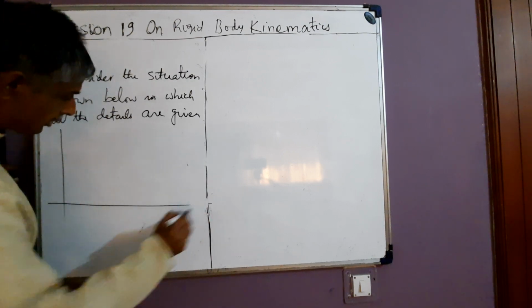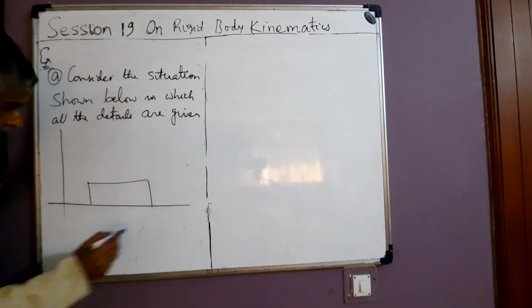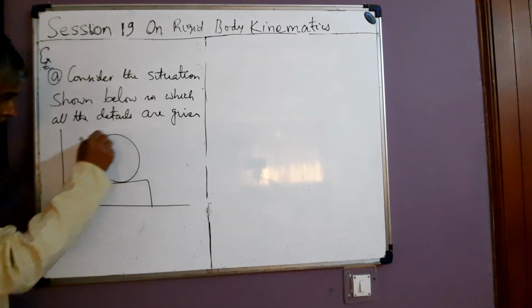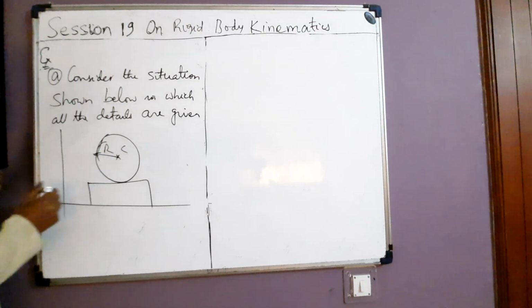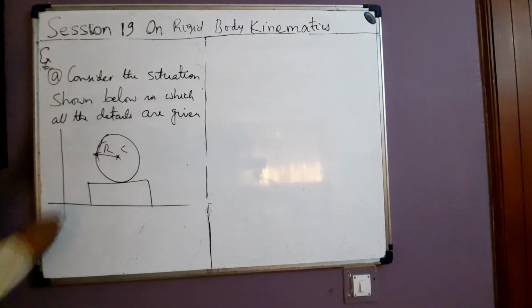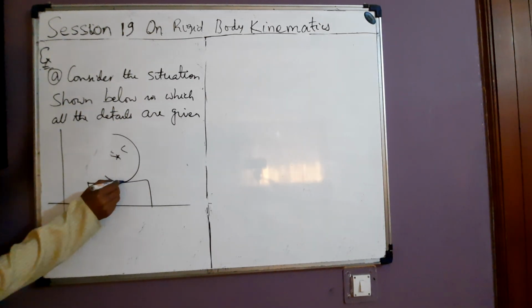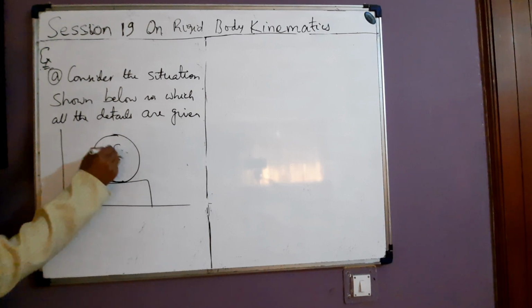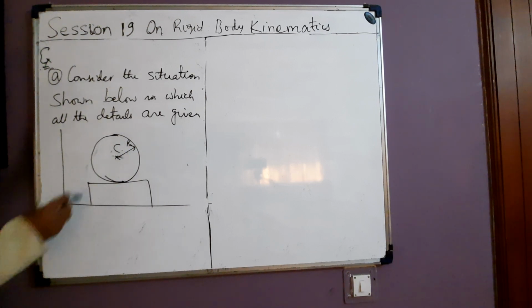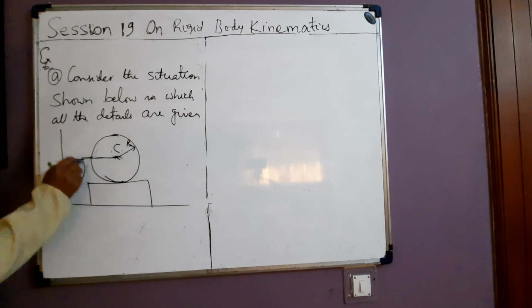This is a fixed vertical wall. This is a fixed horizontal surface. This is a plank. This is the drum, center C, radius R, side view. Here a string is attached. The pulley is like this.